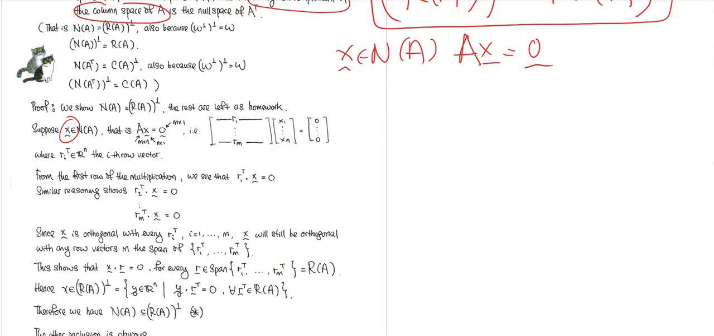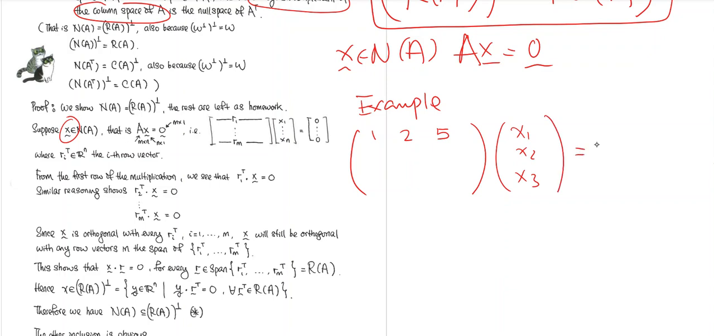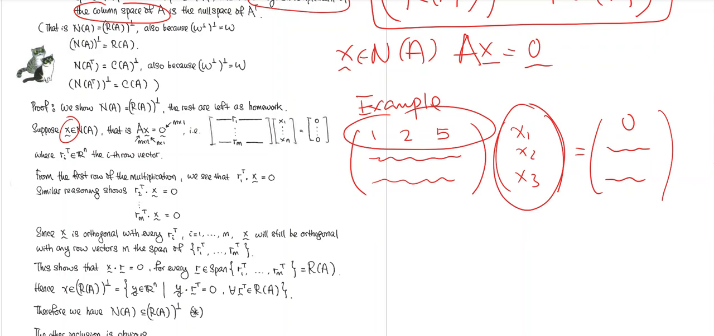Now, let me show you something here. This is an example before we move further. If you have a matrix whose first row is 1, 2, and 5, let's say, and here you have x1, x2, and x3, and then you have a 0 here. You have other stuff here that we don't really care about right now. When we multiply, we'll be doing 1 times x1 plus 2 times x2 plus 5 times x3, and this will equal 0. That's how we multiply a matrix, row and then column.